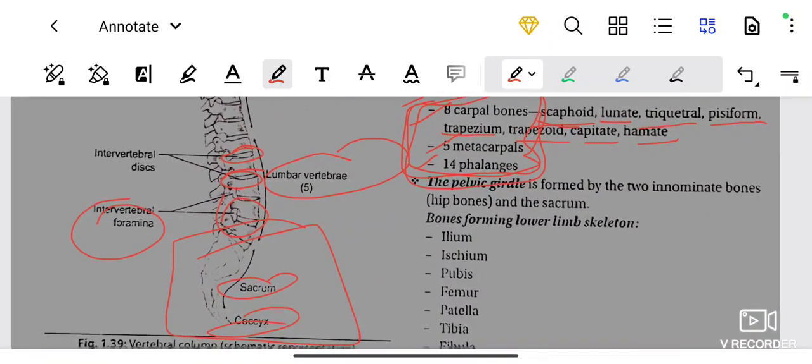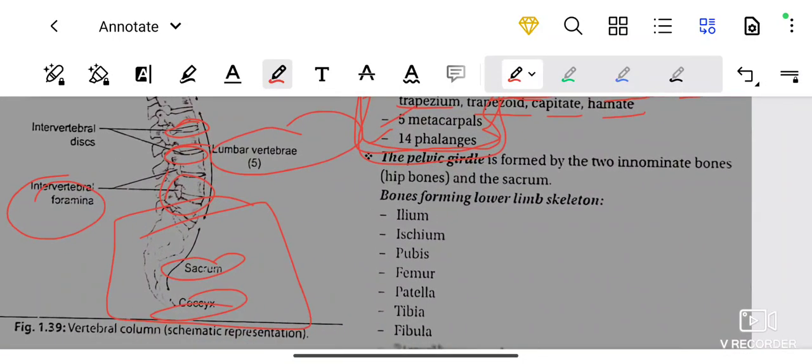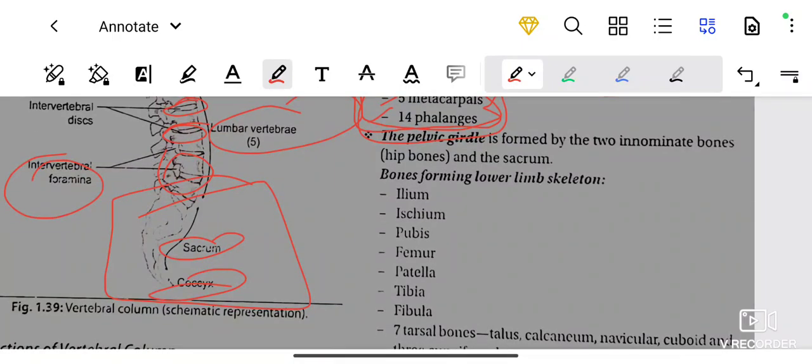The pelvic girdle is formed by 2 innominate bones, that is the hip bones, and the sacrum, the bones forming the lower skeleton. This is the pelvis. I will draw. This is the pelvic bone. This is the ilium part, this is the ischium part, and this is the pubis part, a small part like this.